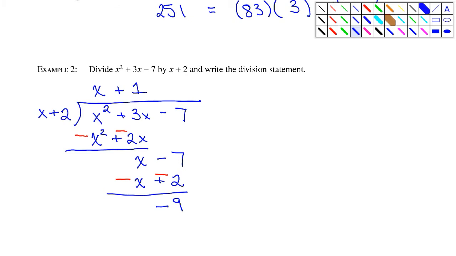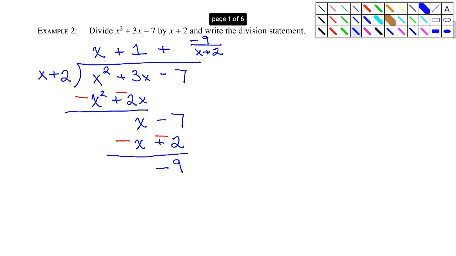It's at this point that we can stop. And just like before, you stopped when the number was smaller than the divisor. Here we stop when the degree of what's left is smaller than the degree of what we're dividing by. The degree of negative 9 is degree 0. The degree of x plus 2 is degree 1. Remember that the degree is the highest exponent in those polynomials. Then we can write this as plus negative 9 over x plus 2.